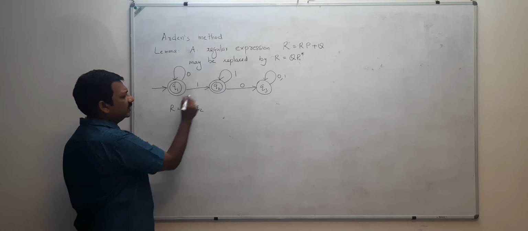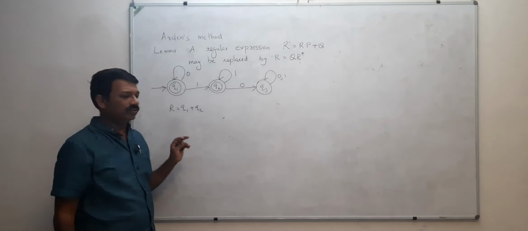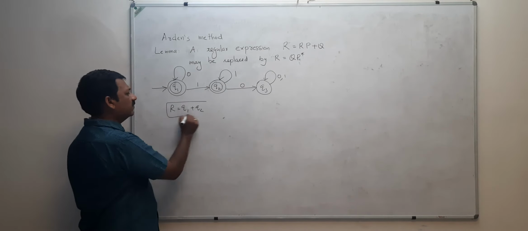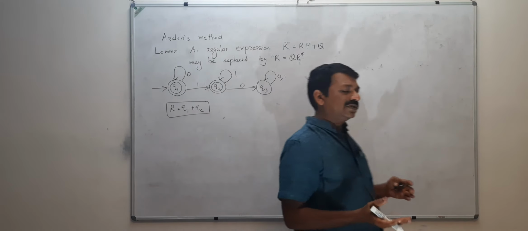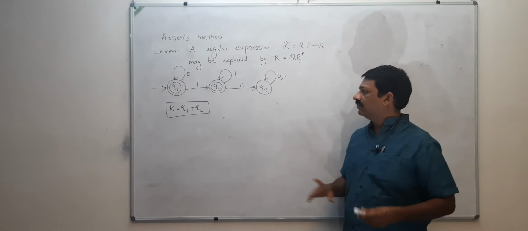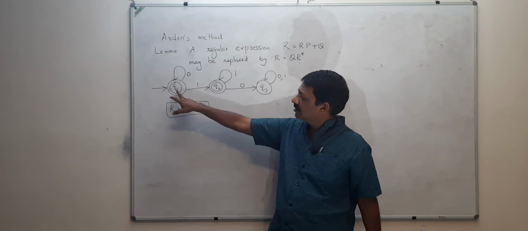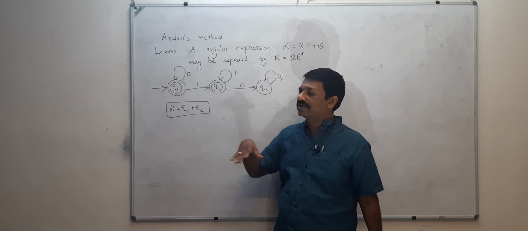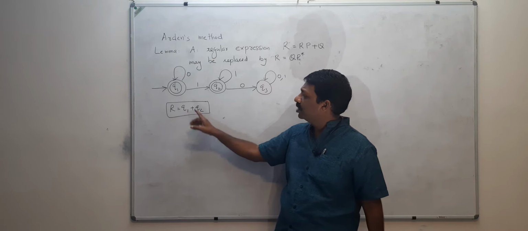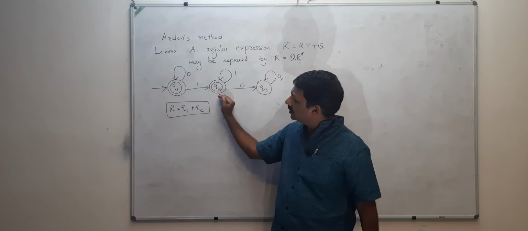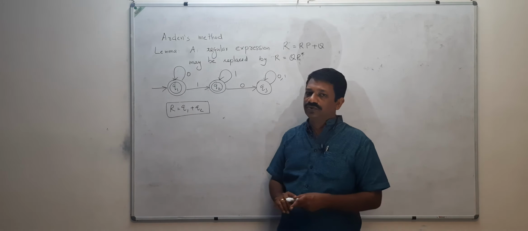Here you have two final states. Either you have to reach Q1 or you have to reach Q2. So this should be the final regular expression. That means all input strings which will make you reach Q1 or Q2 can be accepted. So that is the regular expression. That means we have to write either Q1 or Q2. If Q2 is the only final state, then R is equal to Q2.